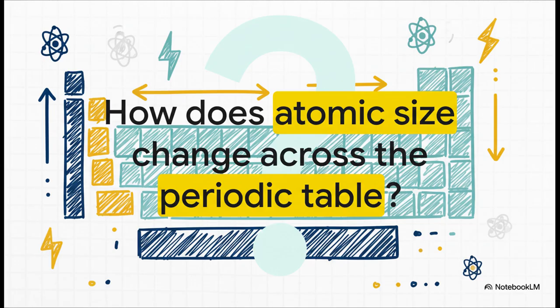Okay, keeping that tug of war in mind, let's try a little thought experiment. If you were to trace your finger from left to right across a row on the periodic table, what do you think would happen to the size of the atoms? Would they get bigger, smaller, stay the same? Let's see what the data actually says.